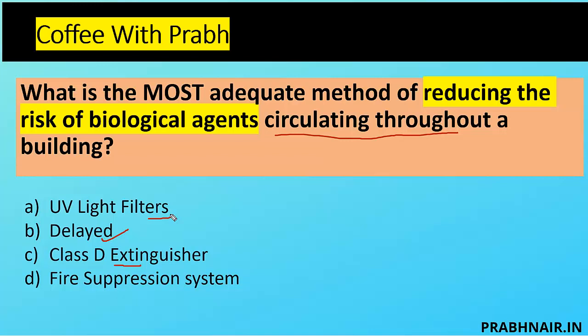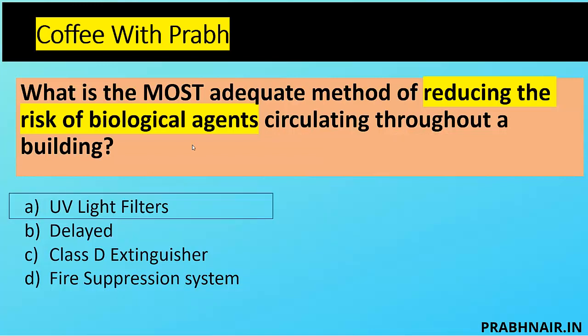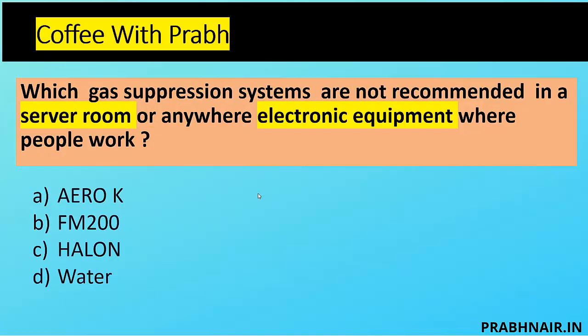Okay, it's simply a smart, healthy option that makes sense no matter how you look at it. So it's a very important thing we need in the data center or HVAC system. That's why I'm going with the answer A, UV light filter. Let's move to the next coffee shot.